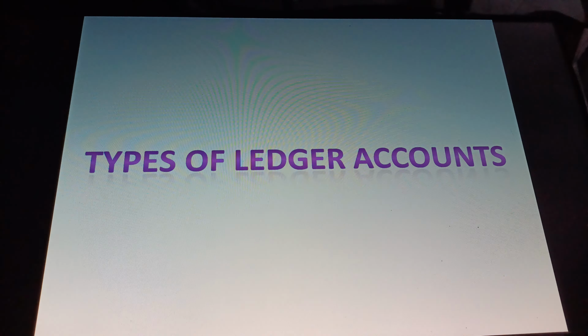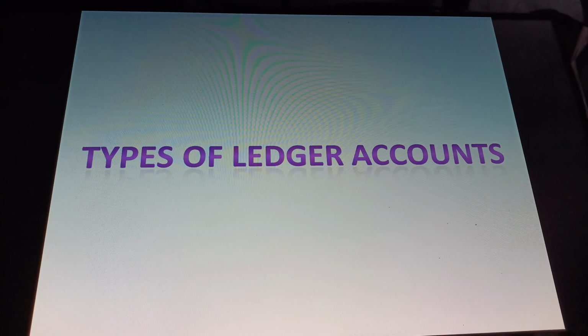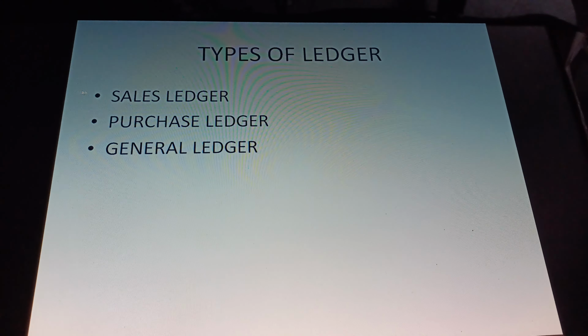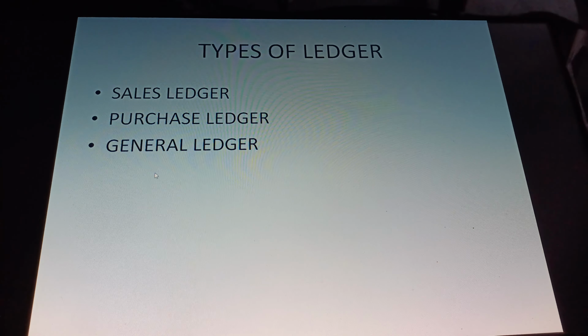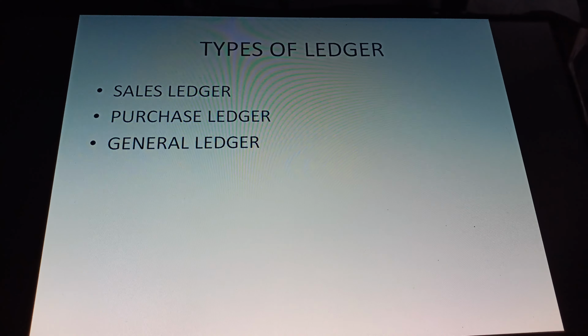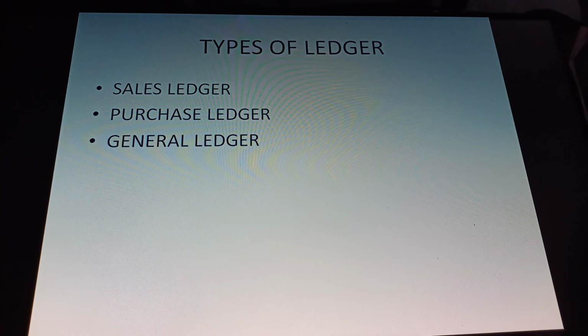Okay, next we will see how many types of ledger accounts there are. There are three types of ledger account: sales ledger, purchase ledger and general ledger. Let's go into brief. What do you mean by sales ledger? What do you mean by purchase ledger? And what do you mean by a general ledger?